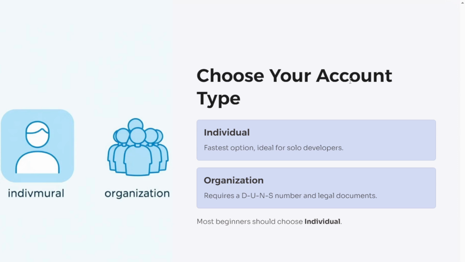You'll now choose between enrolling as an individual or an organization. If it's just you, select individual. Organizations need to provide a DUNS number and some legal documents, so individual is usually the quicker route.